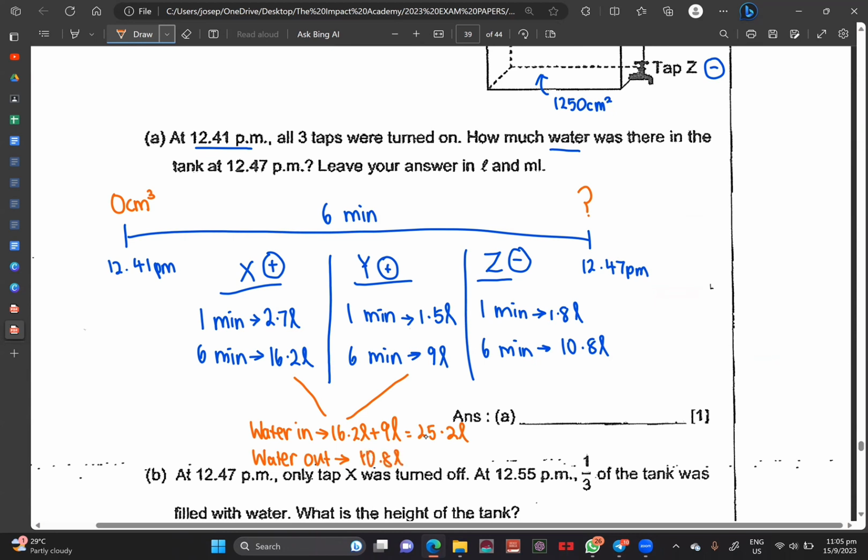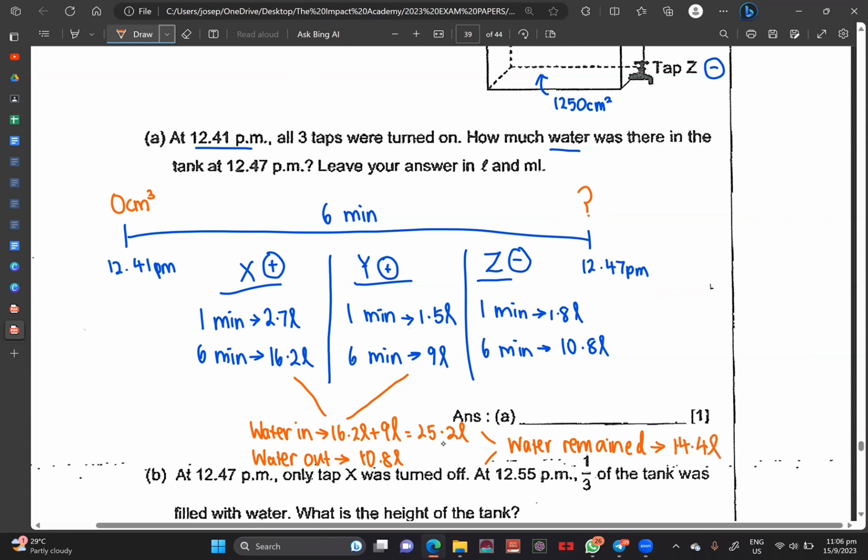This is caused by Z. So you see, the amount of water in the tank is not 25.2 because they are also taking out 10.8. So what you're going to do is say water remained. I apologize for squeezing because I have no space, but anyways, 25.2 minus 10.8, I will get an answer of 14.4 liters.